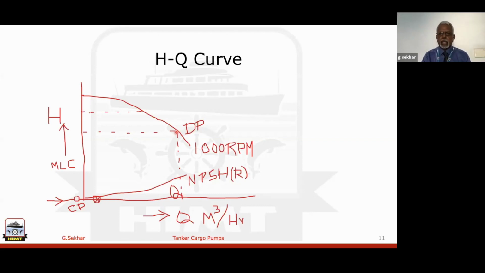If you throttle the discharge pump delivery valve, then what happens? Your discharge flow rate will reduce. So this will go like this, because you are creating some sort of a back pressure. So from here it will reduce. But when the flow rate reduces, what happens to the NPSH requirement? This also will reduce. Okay. Now, if required, we will come back to this diagram.